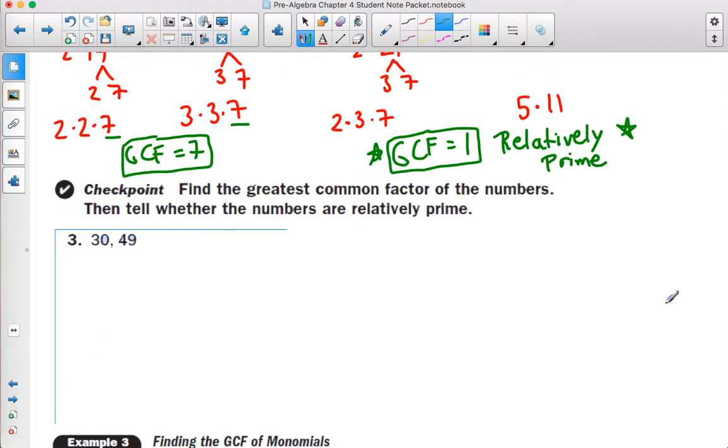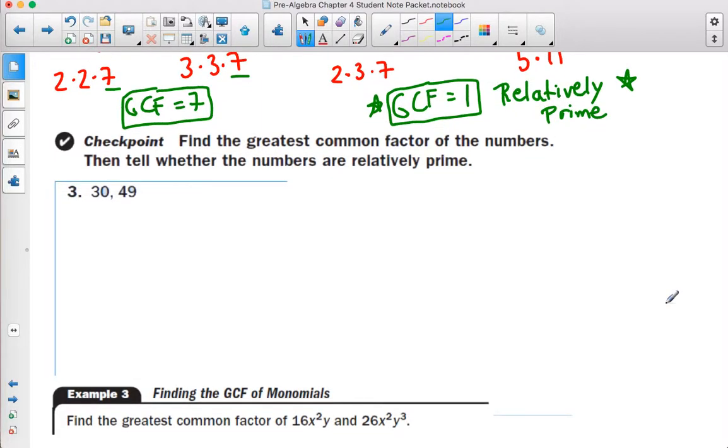You try then for 30 and 49. Try that checkpoint. So pause the video now for maybe a minute. Make the prime factorization tree for 30 and 49 and then find the greatest common factor that 30 and 49 have. Okay? If the greatest common factor they have is 1, then those numbers are relatively prime. So pause the video now, and we'll go back over it once you've had a chance to try.